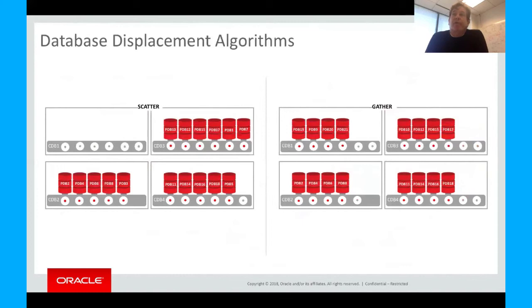We recover from that through a gather. So we may decide, okay, let's just roll through this environment and we'll bring those PDBs back and scatter the next container database and roll through the patch so that it's an online operation. The impact on the clients would be minimal.